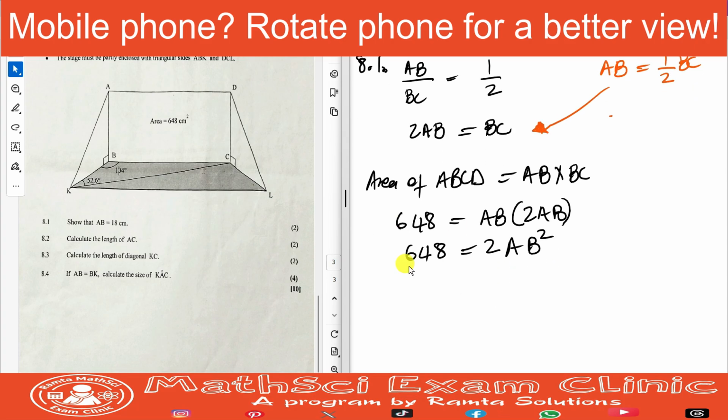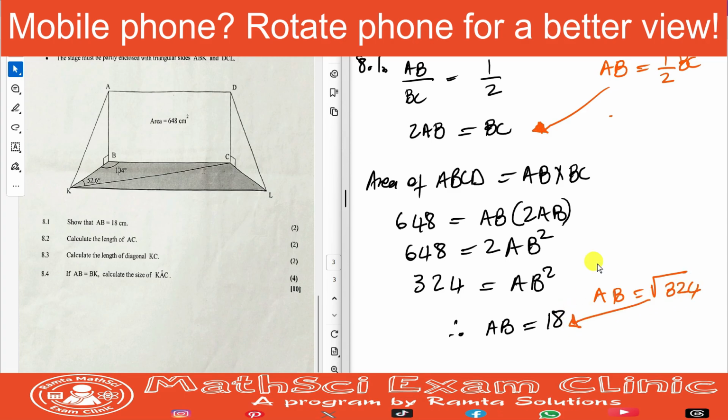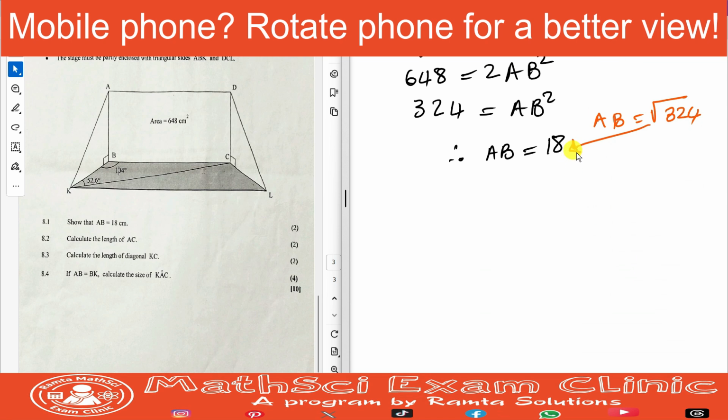Now 648 divided by 2. When you divide 648 by 2, you get 324. This equals AB squared. Now the square root of this is 18, right? Therefore, AB is 18. For those that may be wondering, we just said AB equals the square root of 324, and then it brought you here. Okay? So we are good. Don't forget to add centimeters because it's your final answer.